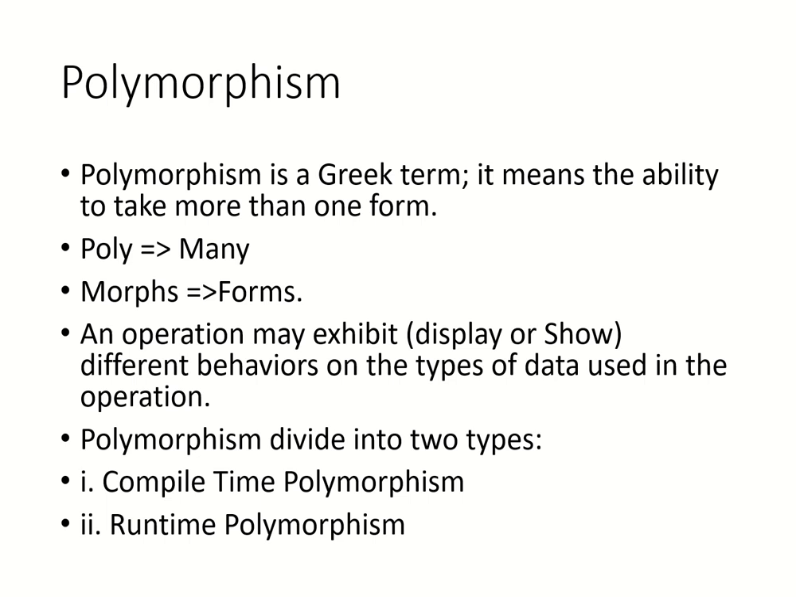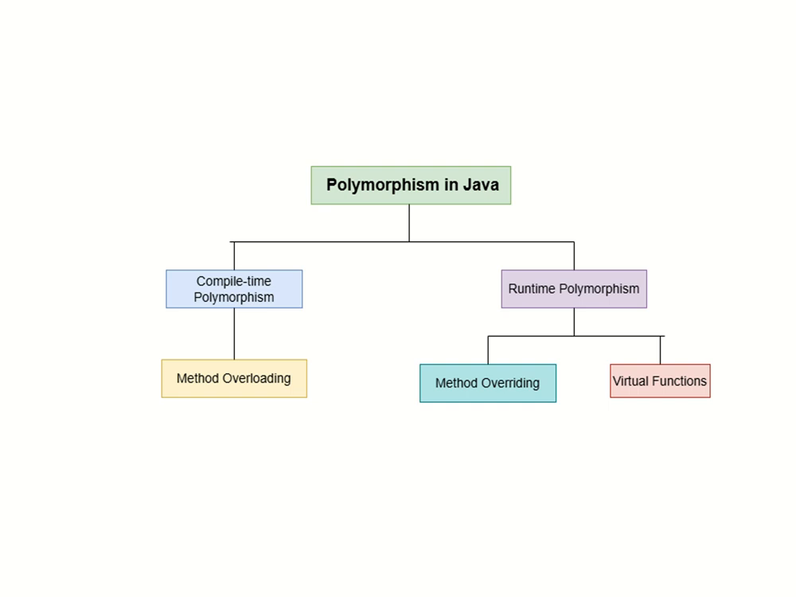Okay, when we have to take many forms, it acts as polymorphism. There are two types of polymorphism: compile time polymorphism and runtime polymorphism. Runtime polymorphism can be further divided into method overriding and virtual function. Compile time polymorphism is method overloading.